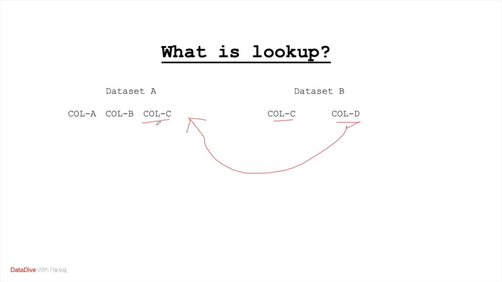So basically in dataset A, I have column A and column B and some value in column C. I will take the value from column C and match it with dataset B column C, and then I will try to get the value of column D to dataset A. So in this scenario, lookup is used. For lookup, we need to identify what is the source data and what is the lookup data. In this case, the source dataset is dataset A and the lookup dataset is dataset B.